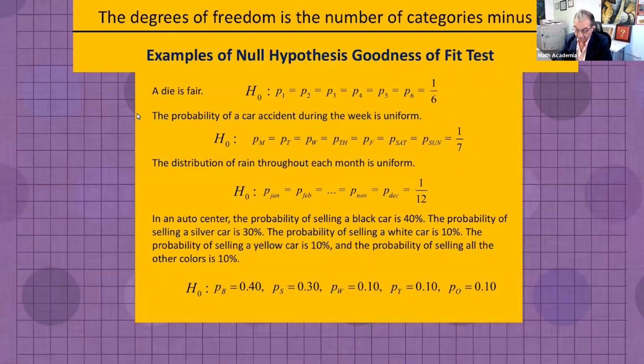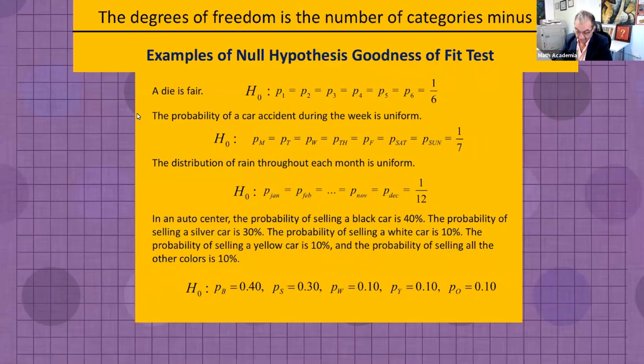The distribution of rent throughout a month is uniform. P of January equals P of February and so on, up to P of December is 1/12. So in these three cases, all the probabilities are the same.